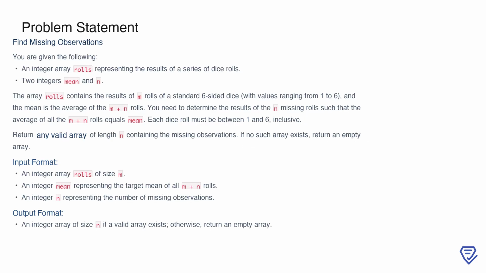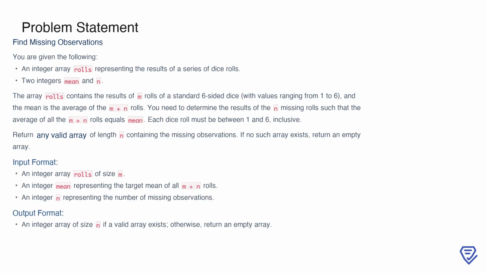In this problem, we are tasked with finding the missing observations from a series of dice rolls. The input includes an array called rolls, which represents the results of m dice rolls. Each roll comes from a standard 6-sided dice, meaning valid outcomes are between 1 and 6. Additionally, we are given two integers: mean, which represents the target average of all the m plus n dice rolls, and n, the number of missing rolls we need to determine.